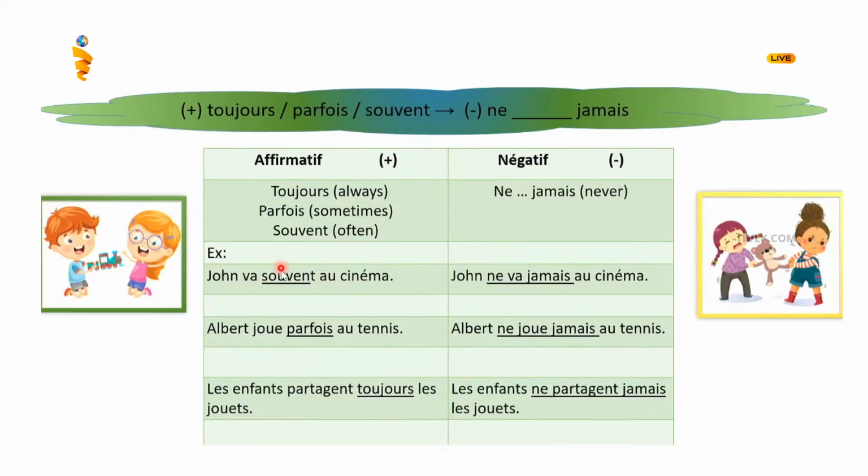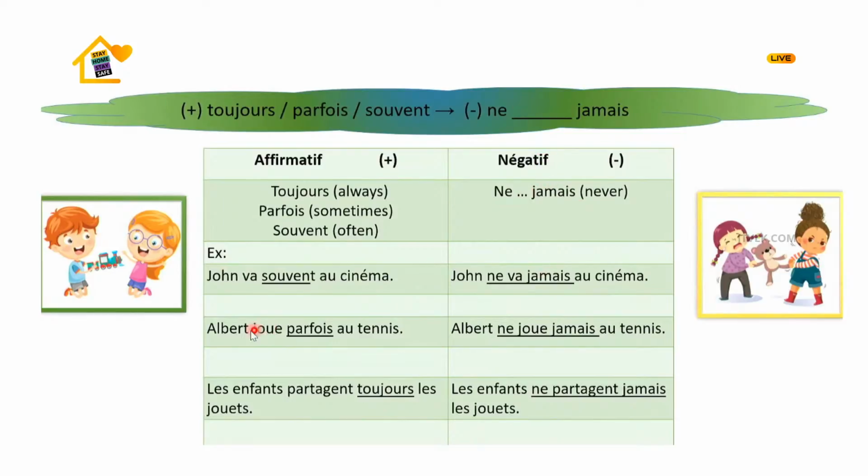So you are having souvent. In that case, you can use ne jamais, and the format is the same just like ne pas. Va, it is the conjugated verb. Before and after the conjugated verb, you have to use ne jamais. John ne va jamais au cinéma. John never goes to the film. Okay, instead of pas, we use jamais.